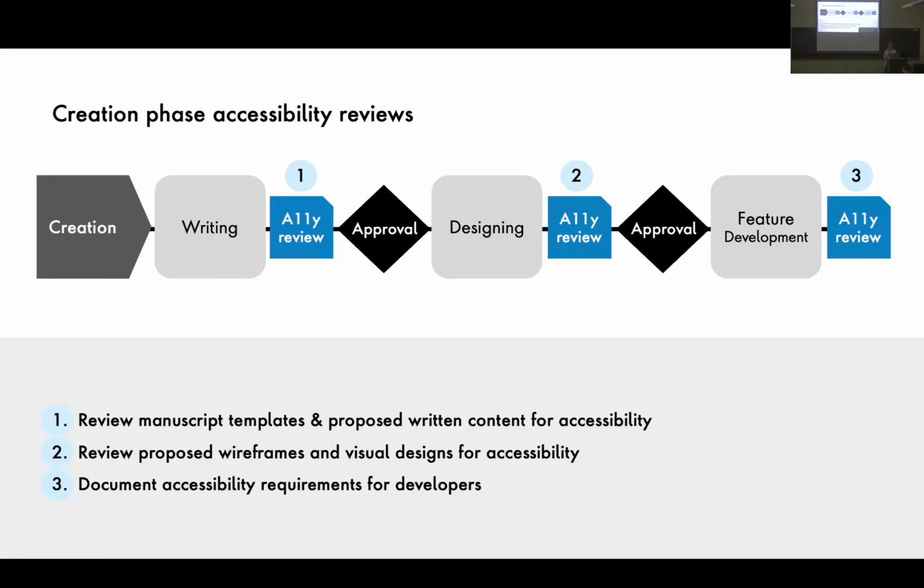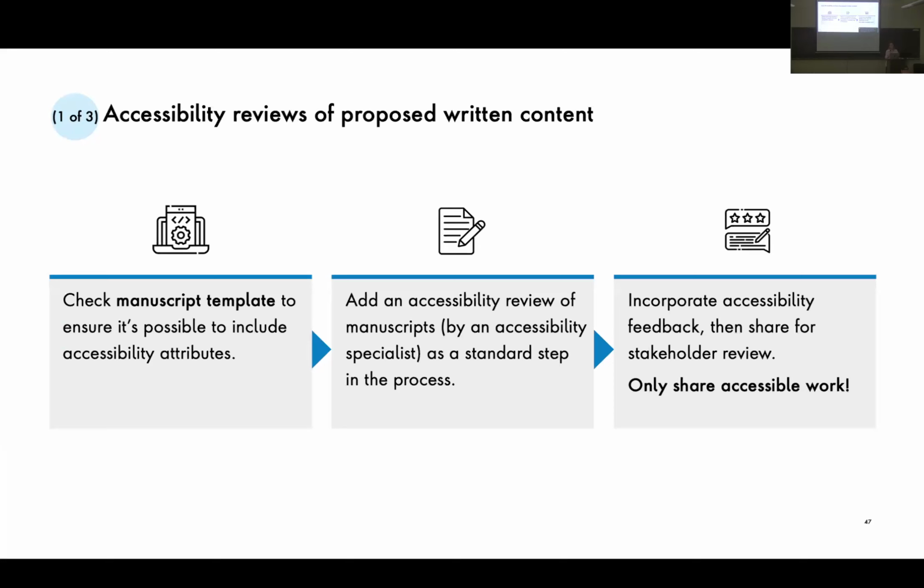So let's jump into the first one, accessibility reviews of proposed written content. The first thing that you want to do is check the manuscript template to make sure that it's possible for a writer to include accessibility attributes. When I'm talking about a manuscript template, you might call it a different thing where you work, but the writer is proposing the content to put onto the site.